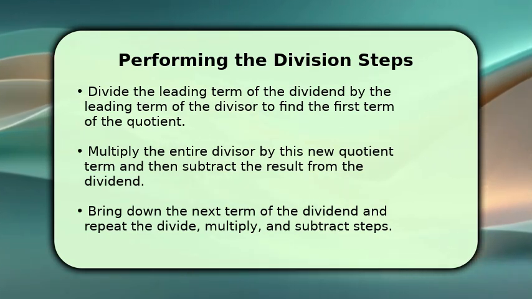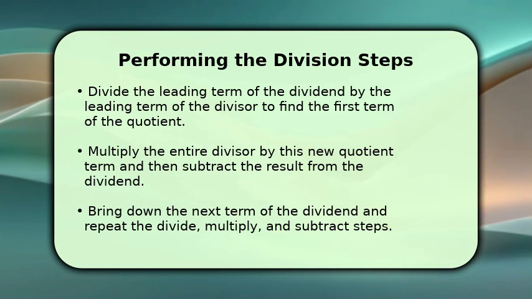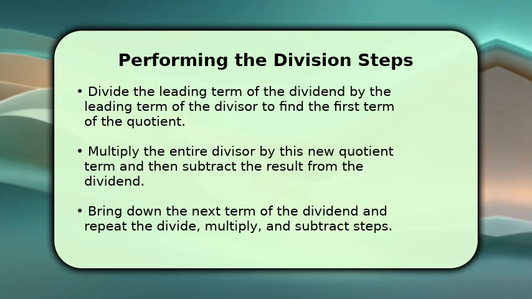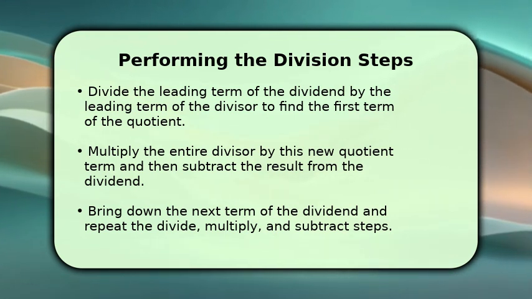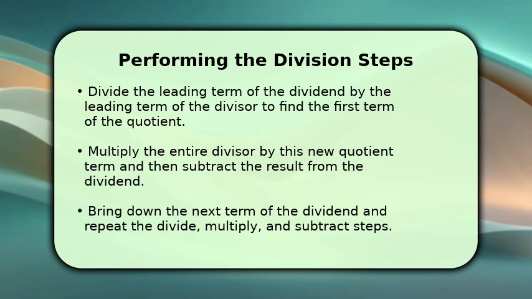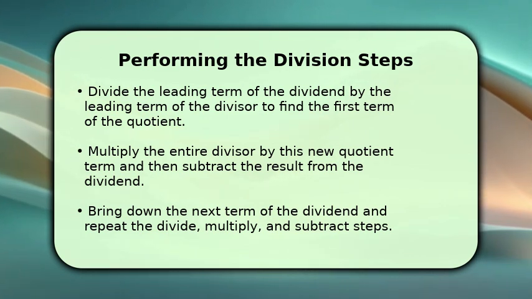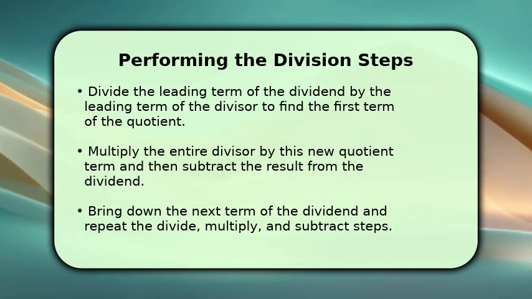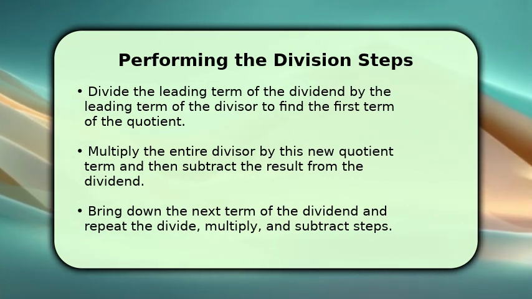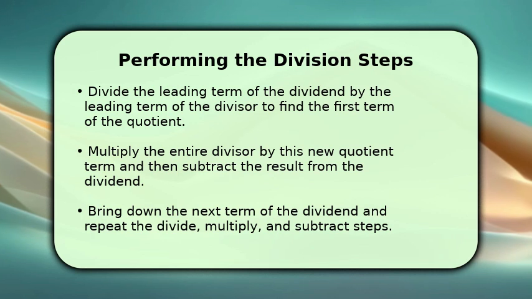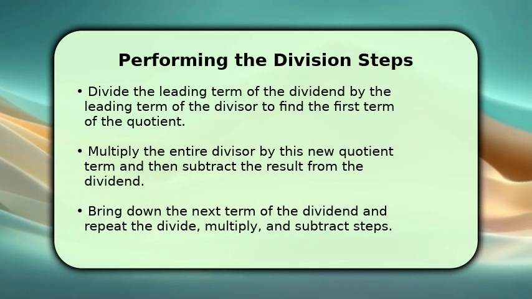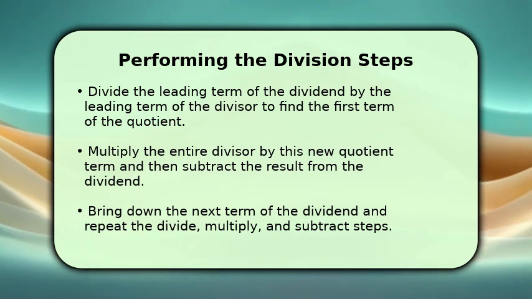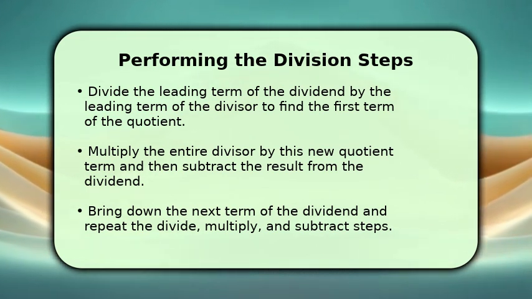Begin by dividing the very first term of your dividend by the first term of your divisor. This gives you the first term of your quotient. Next, multiply this new quotient term by the entire divisor, writing the result below the dividend. Carefully subtract this product from the dividend, remembering to change all signs. Then, bring down the next term from the original dividend. You will continue to repeat these three steps: divide, multiply, and subtract, until you can no longer divide.